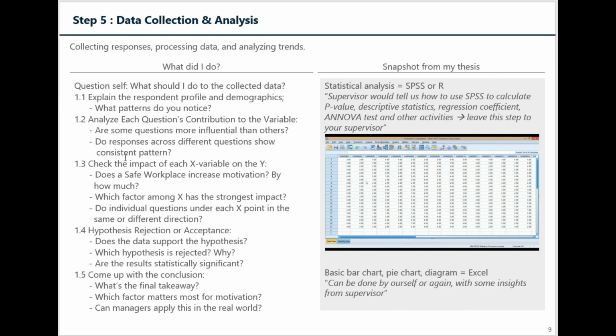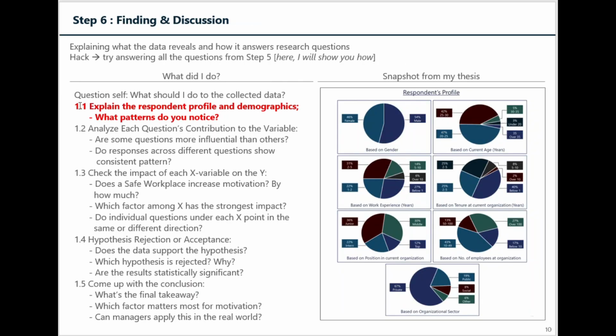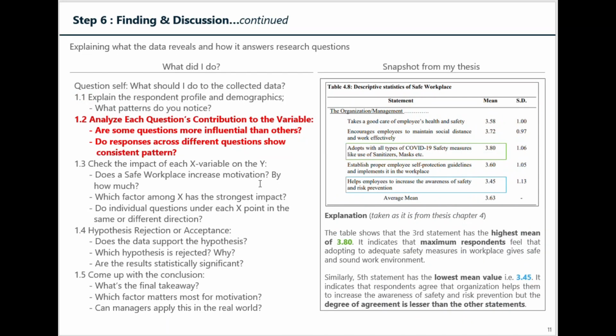These are the questions, and the first thing you should do is figure out how to answer them. You will make a respondent profile based on gender, Excel, something like this. This is the first finding. The second finding is to analyze each question's contribution to the variable.